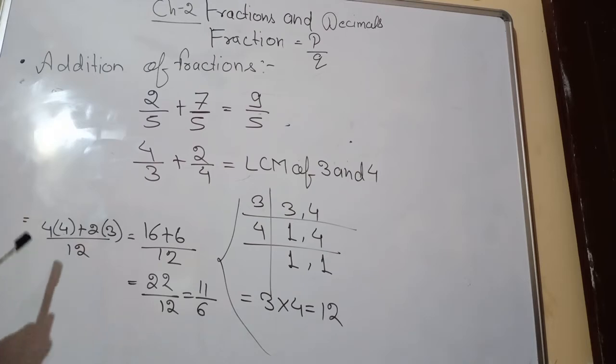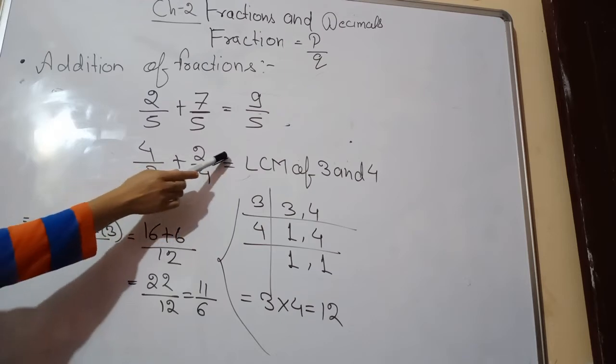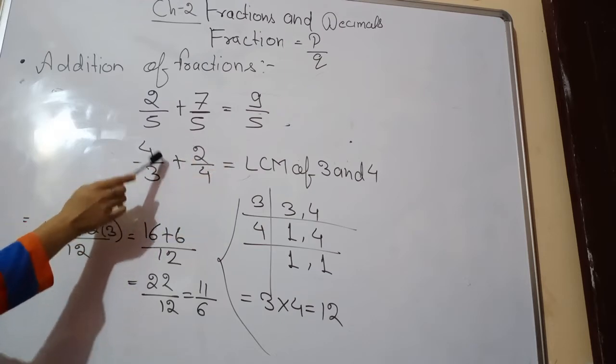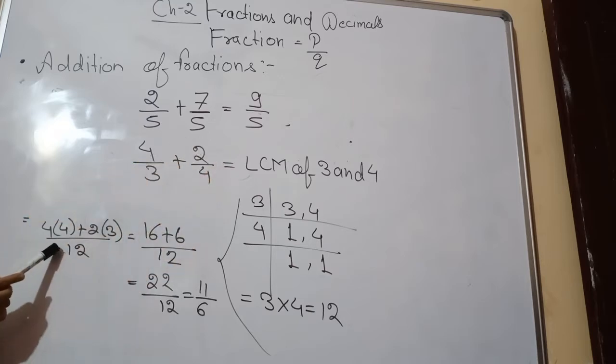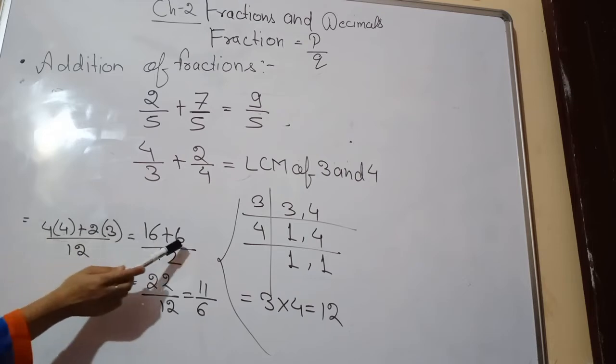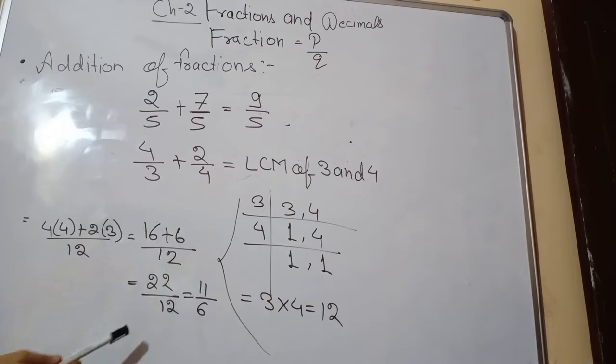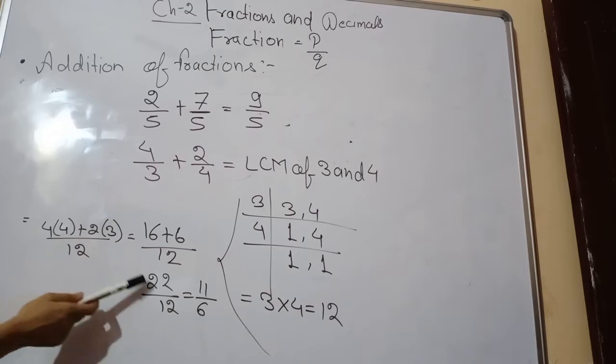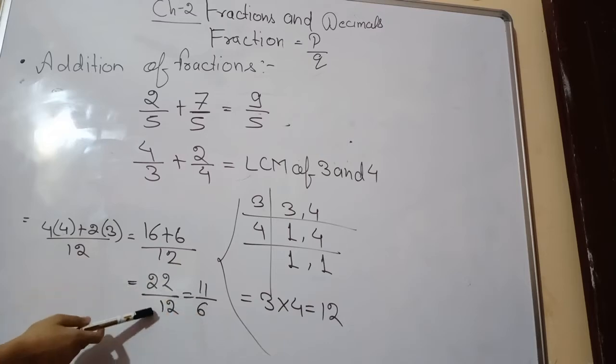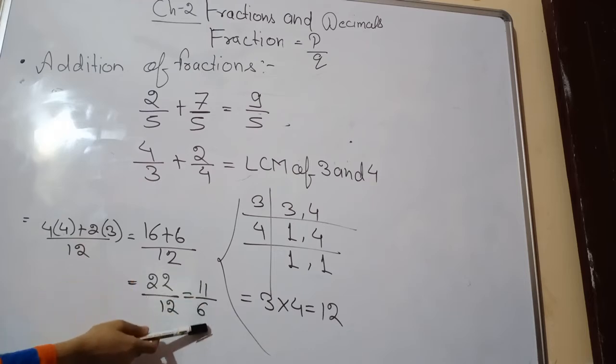So what do we have to do here? We have to put the LCM here and here also. So 3 4s are 12 and 4 3s are 12. And we multiply the numbers accordingly: 4 4s are 16 and 2 3s are 6. When we add 16 plus 6, how much do we get? We get 22. And in the denominator we have 12. Now these two are divisible by 2, so 2 11s are 22 and 2 6s are 12. After simplification, what result do we get? We get 11 by 6.